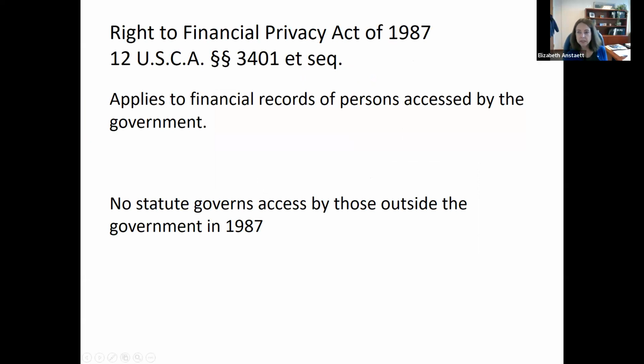What is interesting about this is that this is the older privacy law from 1987, and it only applies to the government accessing personal financial information, which gives you a sense of the concern in 1987. It wasn't that your personal information wasn't shared among private parties and businesses, but it was not a concern. What was a concern was the government's access of individuals' financial records.